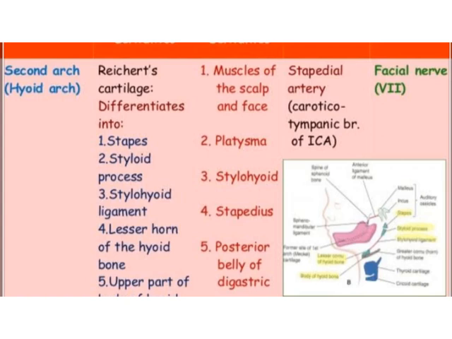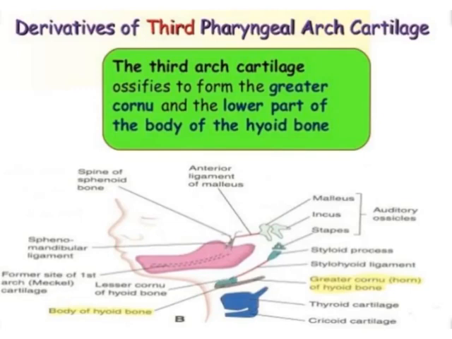The third arch produces the stylopharyngeus muscle with its mesoderm. The bones that grow from the neural crest are the greater cornu of the hyoid and the inferior part of the hyoid body. There are no cartilaginous structures in the third pharyngeal arch. Connective tissue is seen in the thymus and inferior parathyroid. The glossopharyngeal nerve, CN IX, innervates the third pharyngeal arch.